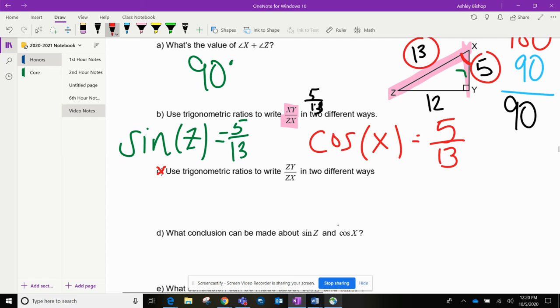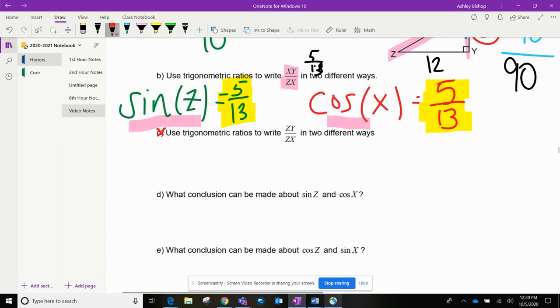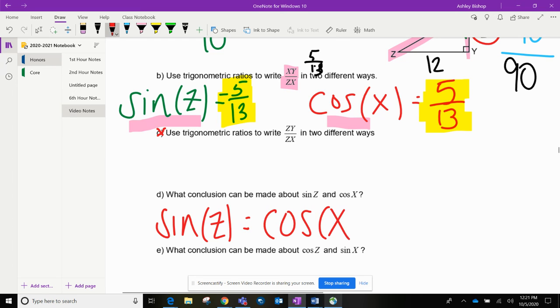But what conclusions can be made about the sine of Z, which I started with, and the cosine of X? Well, I hope you agree with me, they're equal. Sine of Z was equal to 5 over 13, and the cosine of X was equal to 5 over 13. So sine of Z is equal to cosine of X.